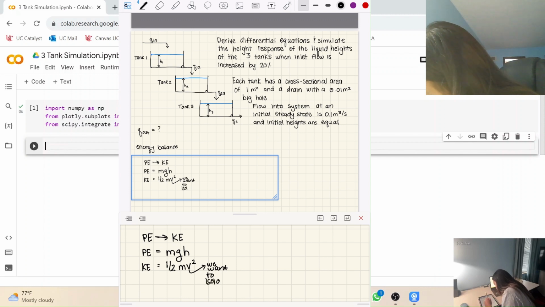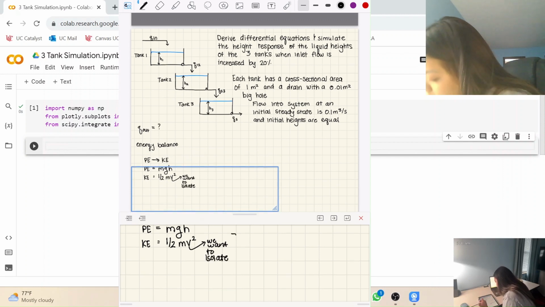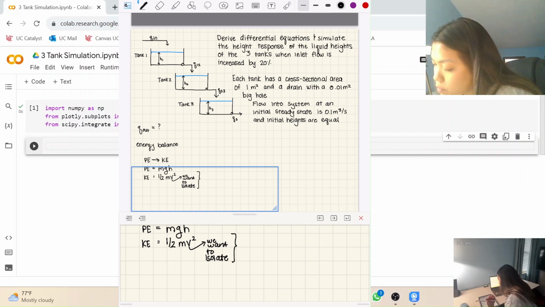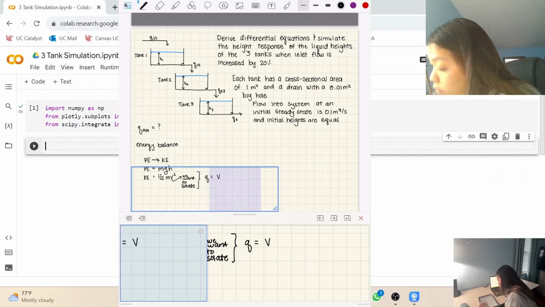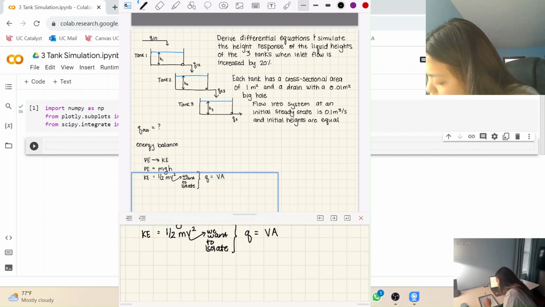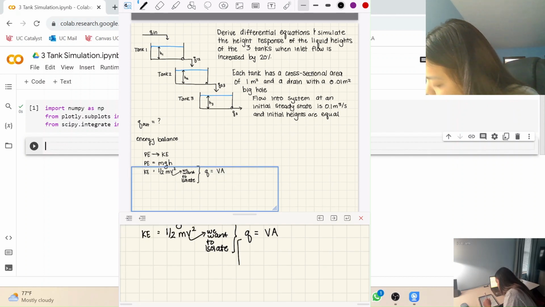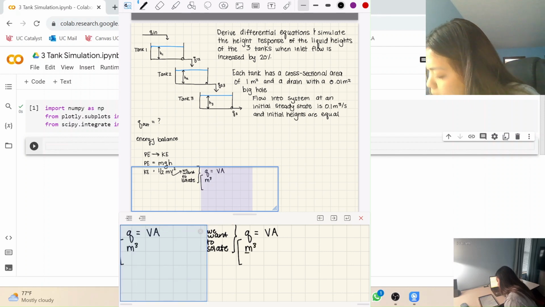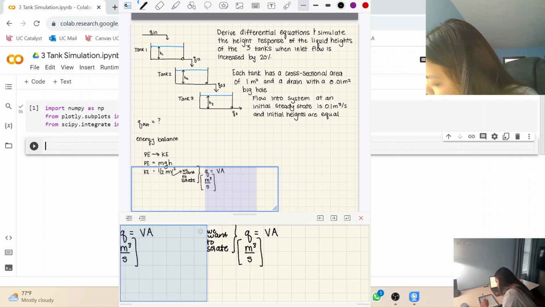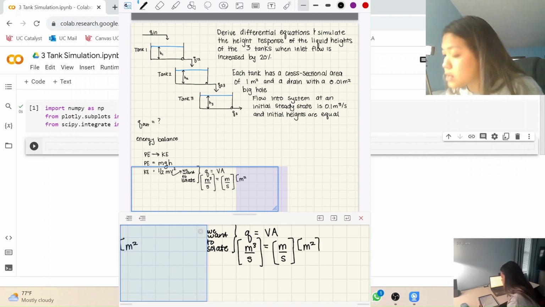The reason we want to isolate this is because this velocity term is very important when it comes to flow. Flow can be defined as velocity times the area that it is flowing out of. And if we take a look at the units, we have meters cubed per second. That's the units for flow. And velocity is meters per second, and area is meters squared. And that gives us the units that we're looking for in flow.